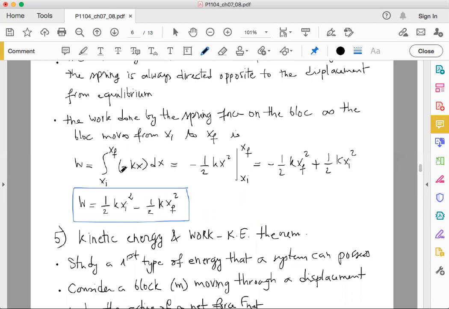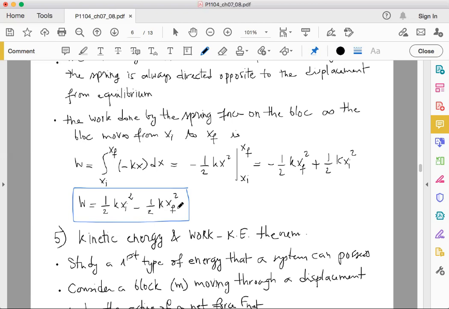So minus k comes out of the integral because it is a constant. The integral of x dx is x squared divided by 2. So we end up with minus half kx squared evaluated between x initial and x final. So it's equal to minus half k x final squared minus, minus half k x initial squared. So we end up with plus half k x initial squared. And so the total work done by the spring on the block is given by half k x initial squared minus half k x final squared. So the spring force is an example of a varying force that depends on the block's position. This is it.